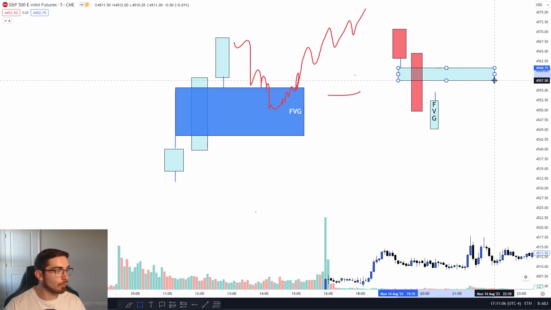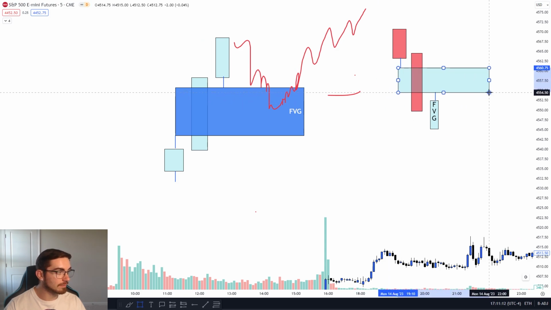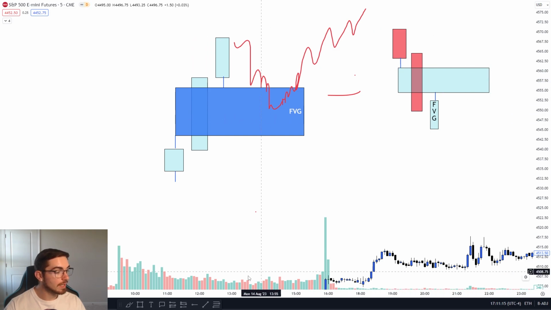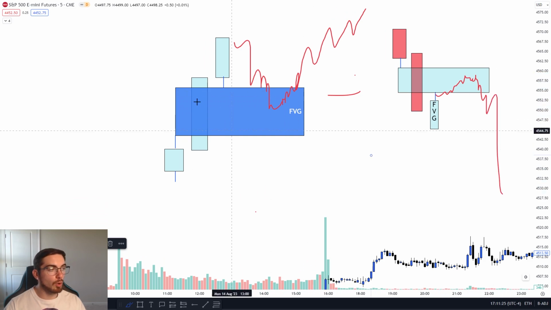So what we can do from there is take the low of this first candlestick right here to the high of this third candlestick right here. And what we're going to be looking for from there is for price to trade up into this area, start forming some bearish price action, and then look for a move to the downside. So there's multiple different ways that we can find retracements in the market. This is just one of the ways that I like to use.